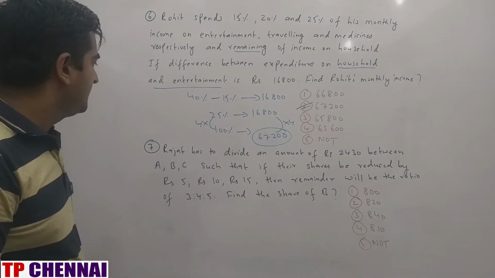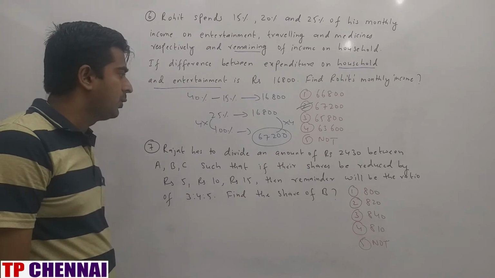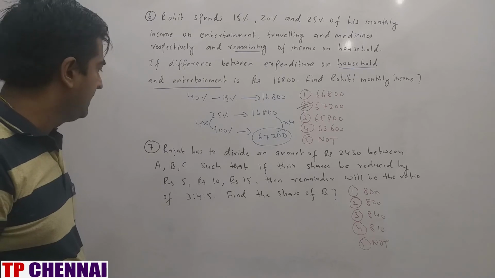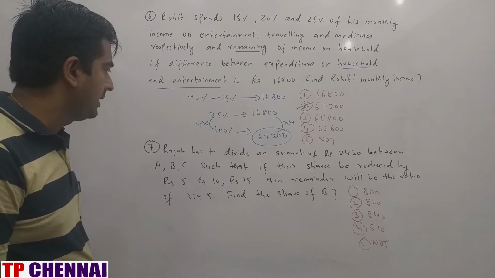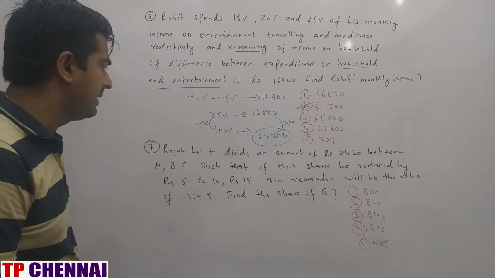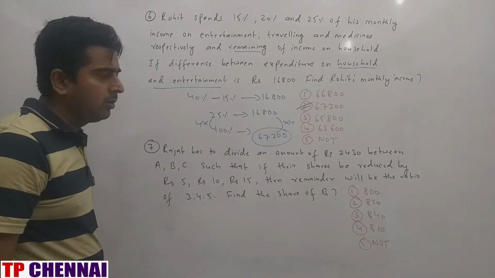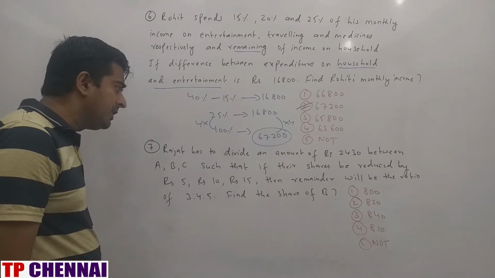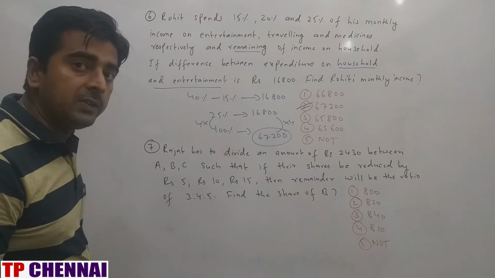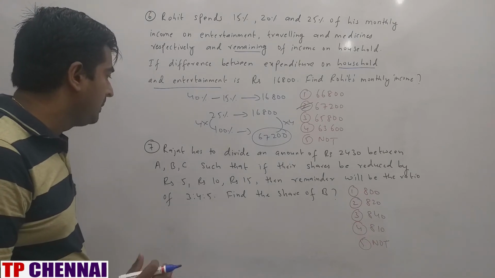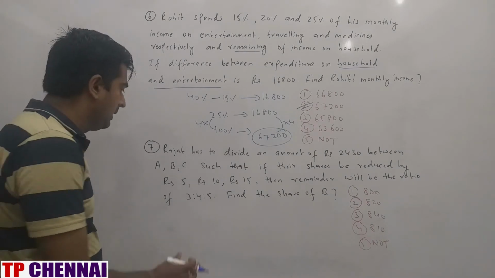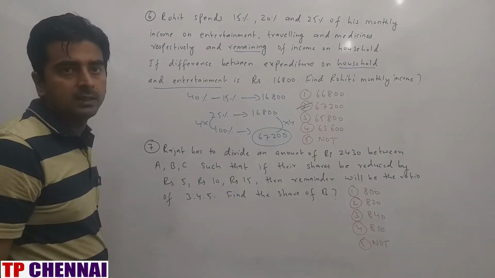Second one, Rajat has to divide an amount of rupees 2,430 between A, B and C such that if their shares be reduced by rupees 5, rupees 10, rupees 15, then the remainder will be in the ratio of 3:4:5. Find the share of B. Very simple one. So he has an amount of 2430 which he is going to divide among A, B, C in such a way that their shares will be reduced by rupees 5, rupees 10, rupees 15. So in total how much share is reduced among A, B, C?